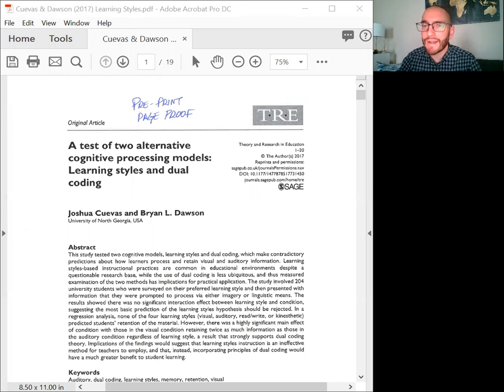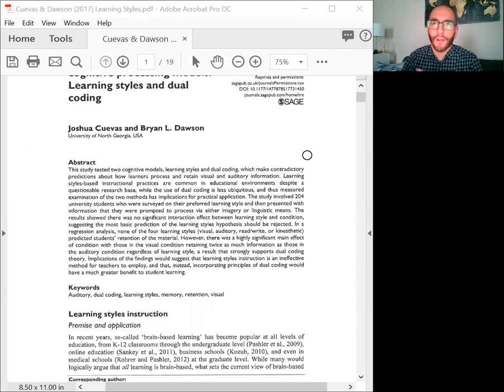And it was that idea, that notion, that if we match instruction to student learning styles as they've been assessed, that learning will increase. It was that claim and that idea that was tested in this study. So I want to walk through the parts of this article and some of the features of this study.